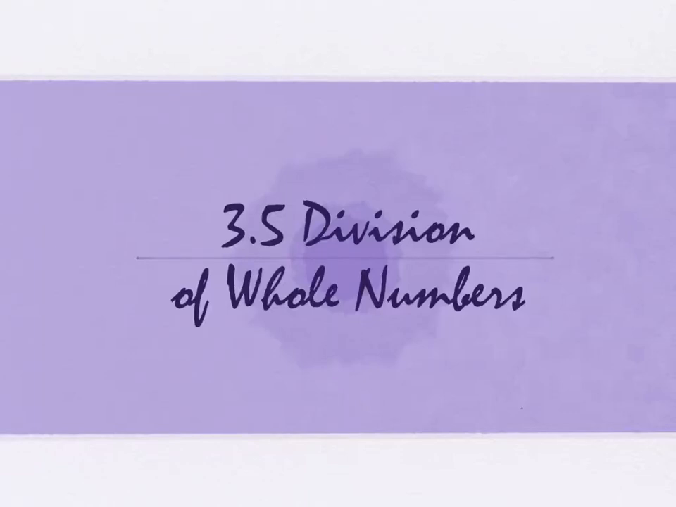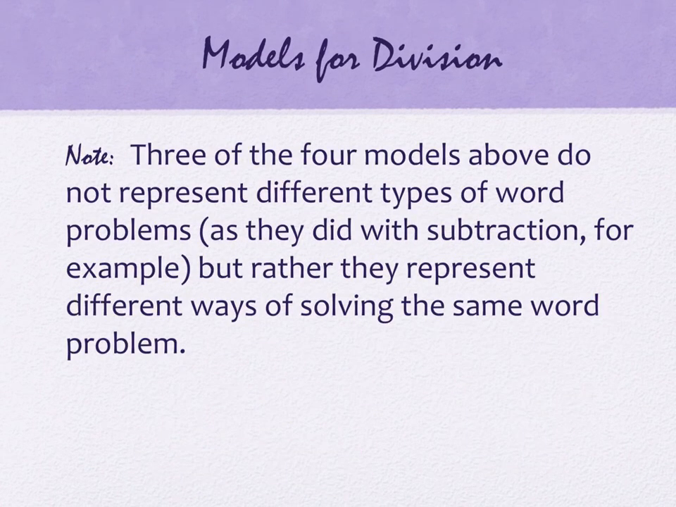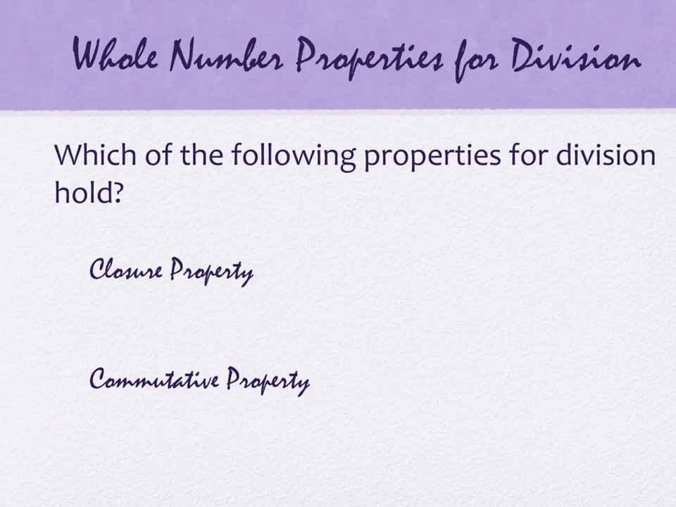So last time we started section 3.5, looking at division of whole numbers. We had talked about the different models, and I think we're on our properties. Does that sound right? Okay. So we're going to take a look at the properties that we had seen for multiplication and discuss which of them hold for division.